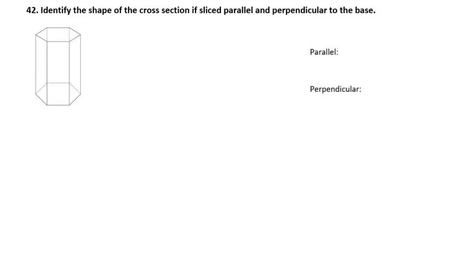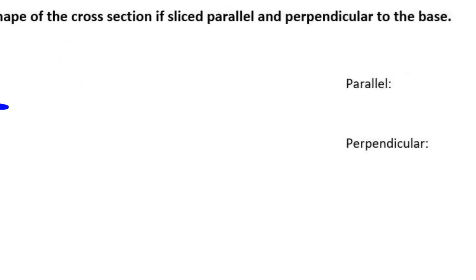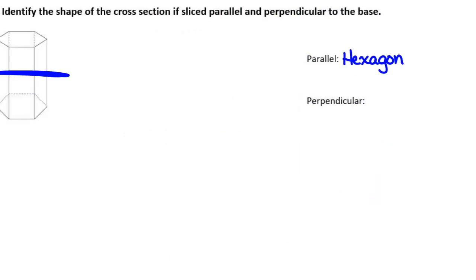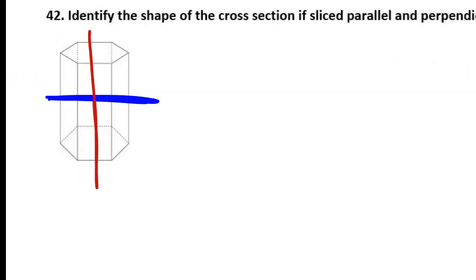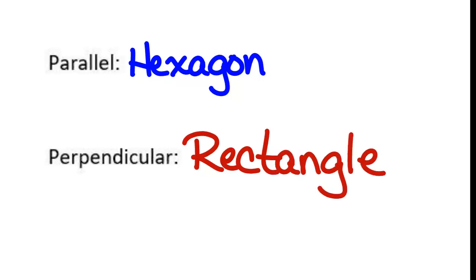Identify the shape of the cross section if sliced parallel and perpendicular to the base. So if I cut it parallel to the base and I look at that cross section, it's going to have the exact same shape as the base. I'm just cutting it clean through. What shape is that base? Hexagon. If I were to slice this perpendicular to the base, so like this, we're going to see a rectangle, yes.